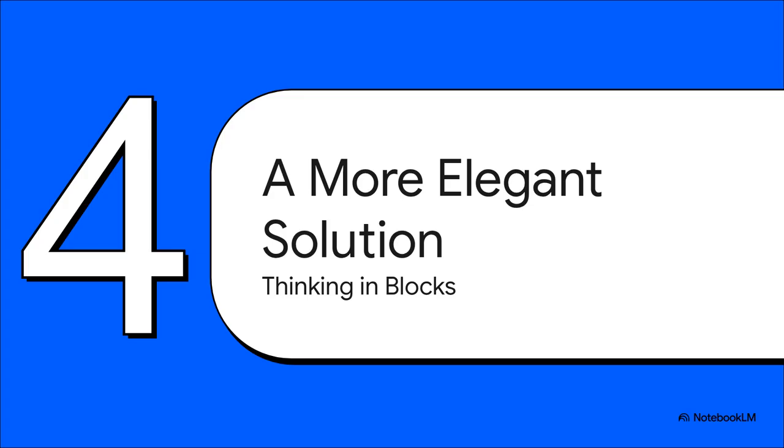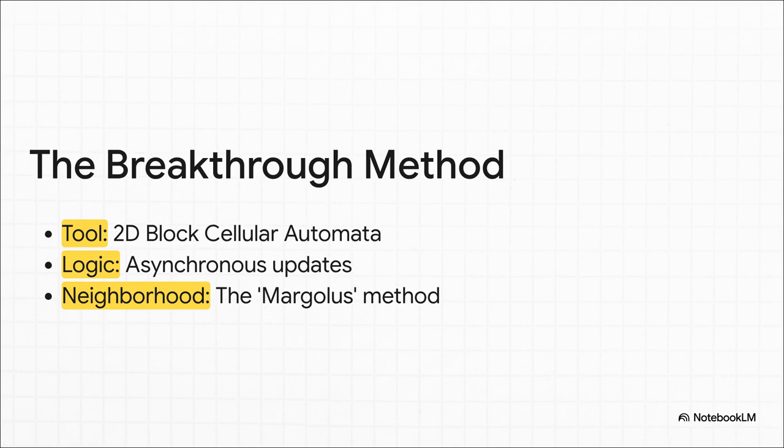Instead of focusing on one tiny cell at a time, the researchers started thinking about entire blocks of cells and how to update them in a much smarter, more organized way. The solution was this brilliant combination of three key ideas. First, they used something called Block Cellular Automata, which looks at 3 by 3 chunks of the grid at once. Second, they switched over to those asynchronous updates we talked about, which finally stopped the rules from clashing. And third, they used a very specific method called the Margolus neighbourhood, which is a really clever way of making those blocks interact in an orderly, alternating pattern.